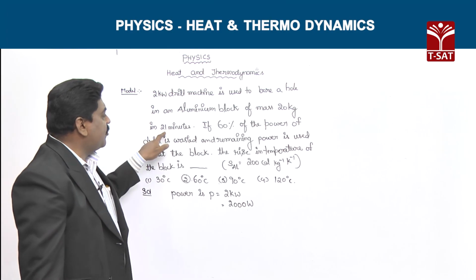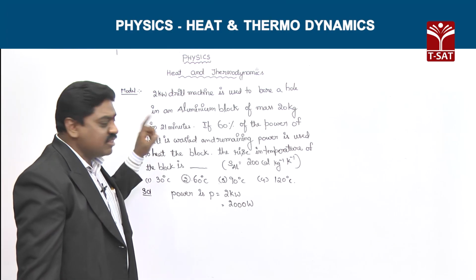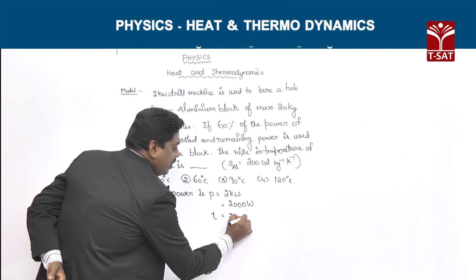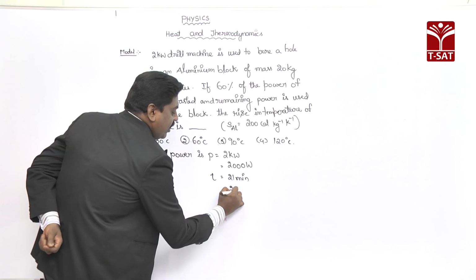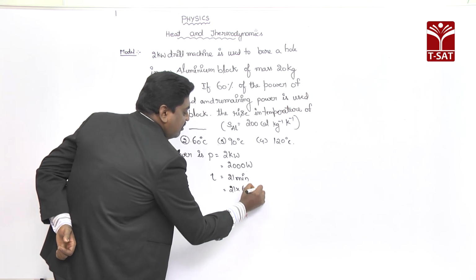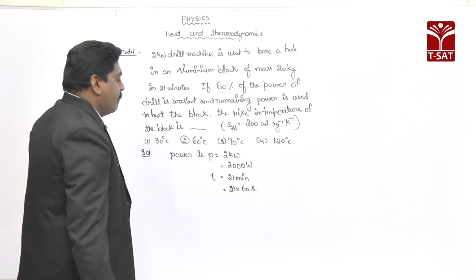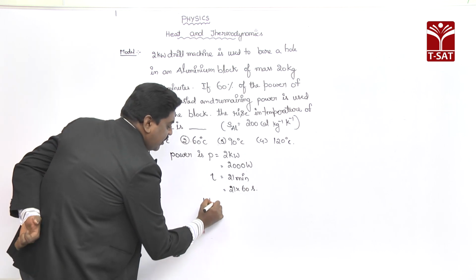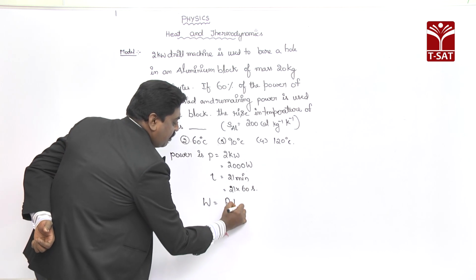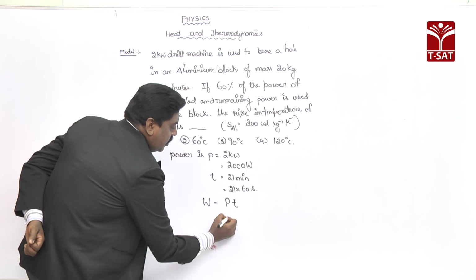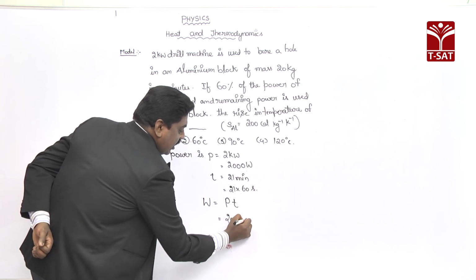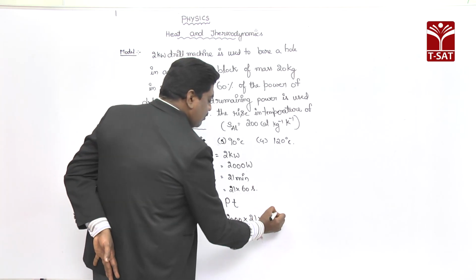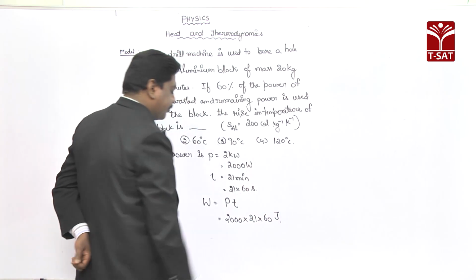And it is used for how much time? The time is given as 21 minutes here. So 21 into 60 seconds it is. By multiplying power with time, we get the work done. So work done equals power into time. So 2000 into 21 into 60 joules is the work done.